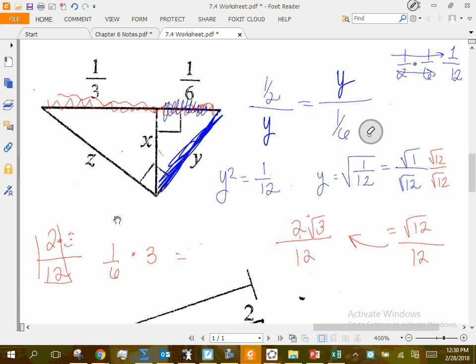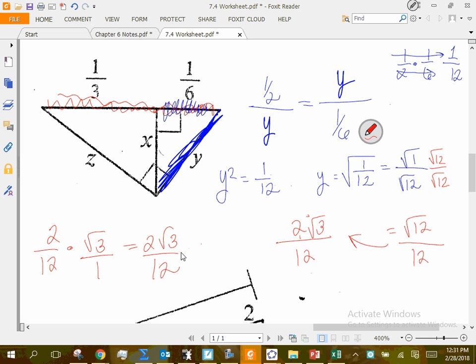So what we can do when we have products in the numerator, we can take either 2 over 12 times radical 3, because if I write it that way, what's the denominator right now for radical 3? 1. And if I multiply these two fractions, wouldn't that give me 2 radical 3 over 12 times 1, which is just 12, right? Does that make sense?